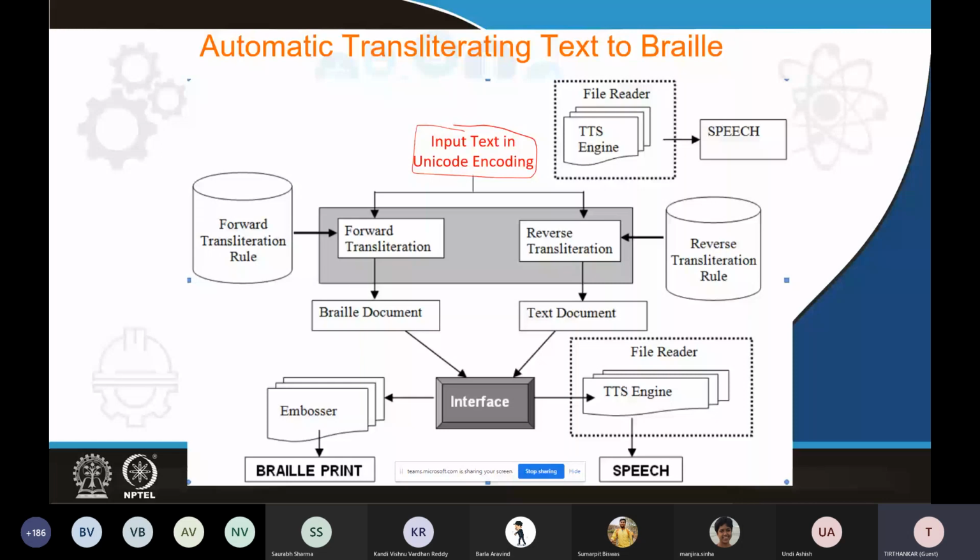One is the forward transliteration, and another is the reverse transliteration. So let's first see how this forward transliteration works. The mechanism of forward transliteration is pretty simple and straightforward.